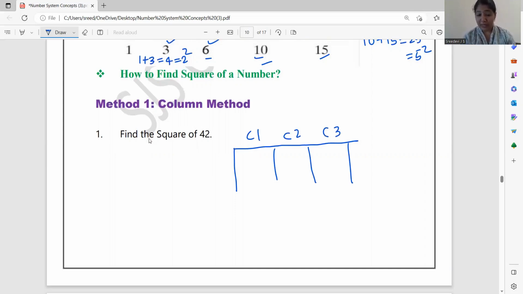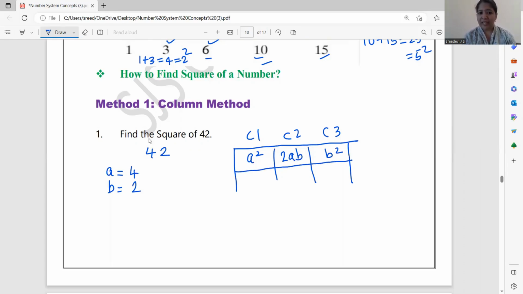Very carefully listen, everyone. Here the number is 42. I am going to take A as the first digit, 4, and B as the second digit, 2. So A is 4, B is 2. In column 1, I am going to take A square. In the second column, I am going to take 2AB. And in the third column, we are going to take B square. Now, I am going to arrange it.